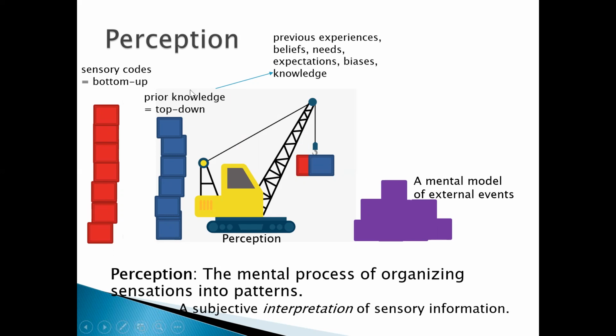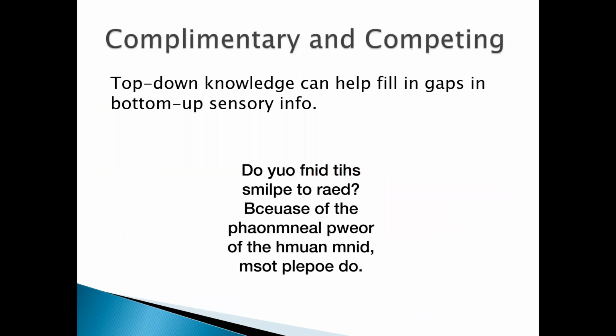Our top-down prior knowledge is coloring and dictating the way that our brain puts together all of these sensory codes. So one of the most important ideas behind perception is not only that it's constructed, but that it's subjective, because this top-down prior knowledge is different across everyone. These two processes of top-down and bottom-up processing are both complementary and competing. Where one is lacking, the other can compensate and vice versa.